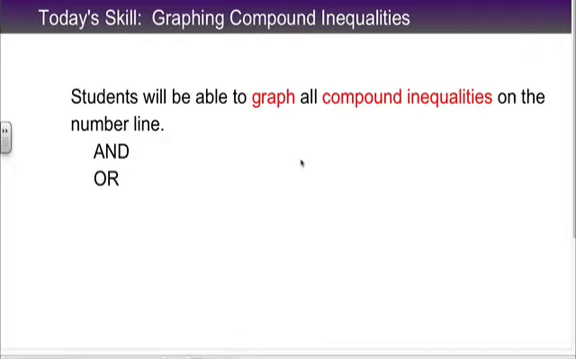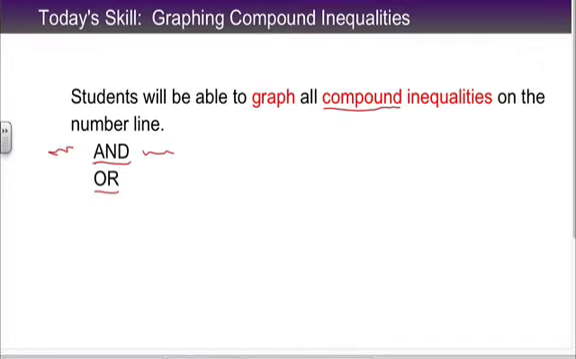Today we're going to look at how to graph compound inequalities on the number line. And when we're talking about compound inequalities, compound means you've got two things that you have to worry about at the same time. So those inequalities involve the situation "and" and the situation "or". So when we talk about "and", either this thing over here is going to happen and this thing over here is going to happen. Both things have to happen at the same time.